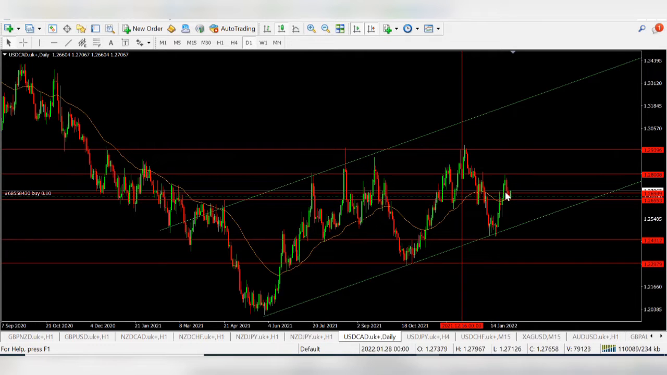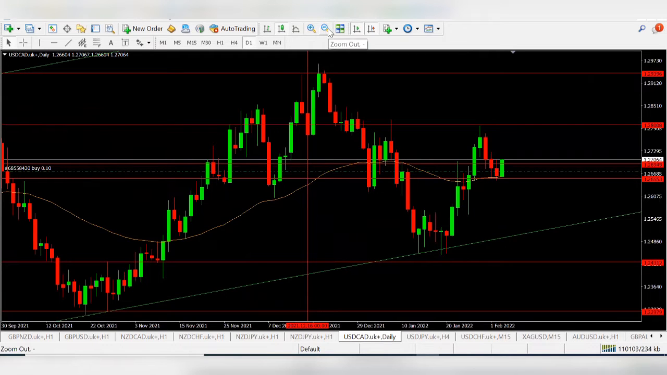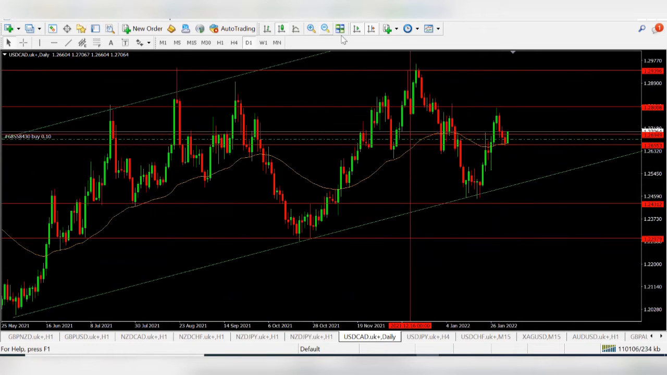So this is a zoom out. Now let's zoom in to see what is happening most recently on the daily chart. Something interested me on this daily chart, which is also one of the reasons I took my entry last night.